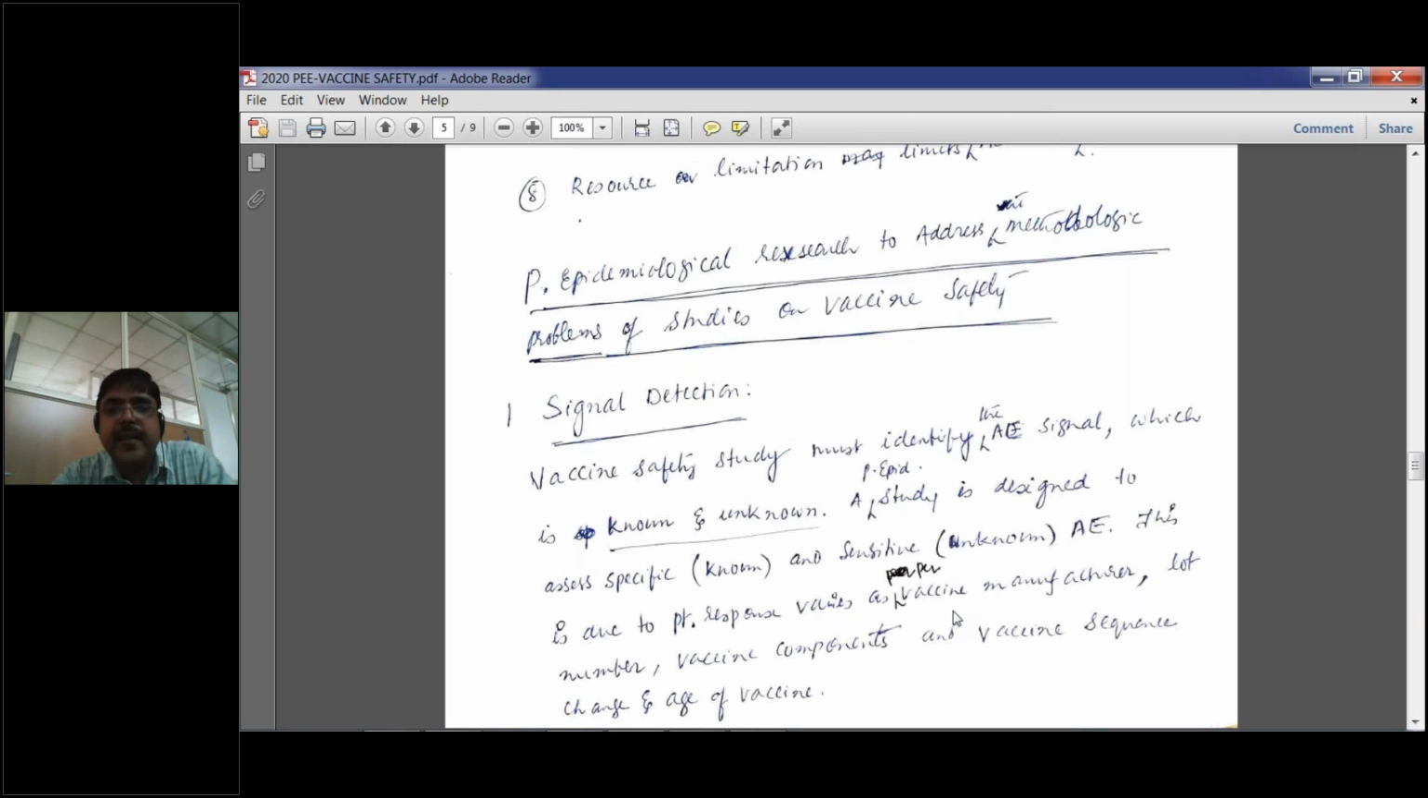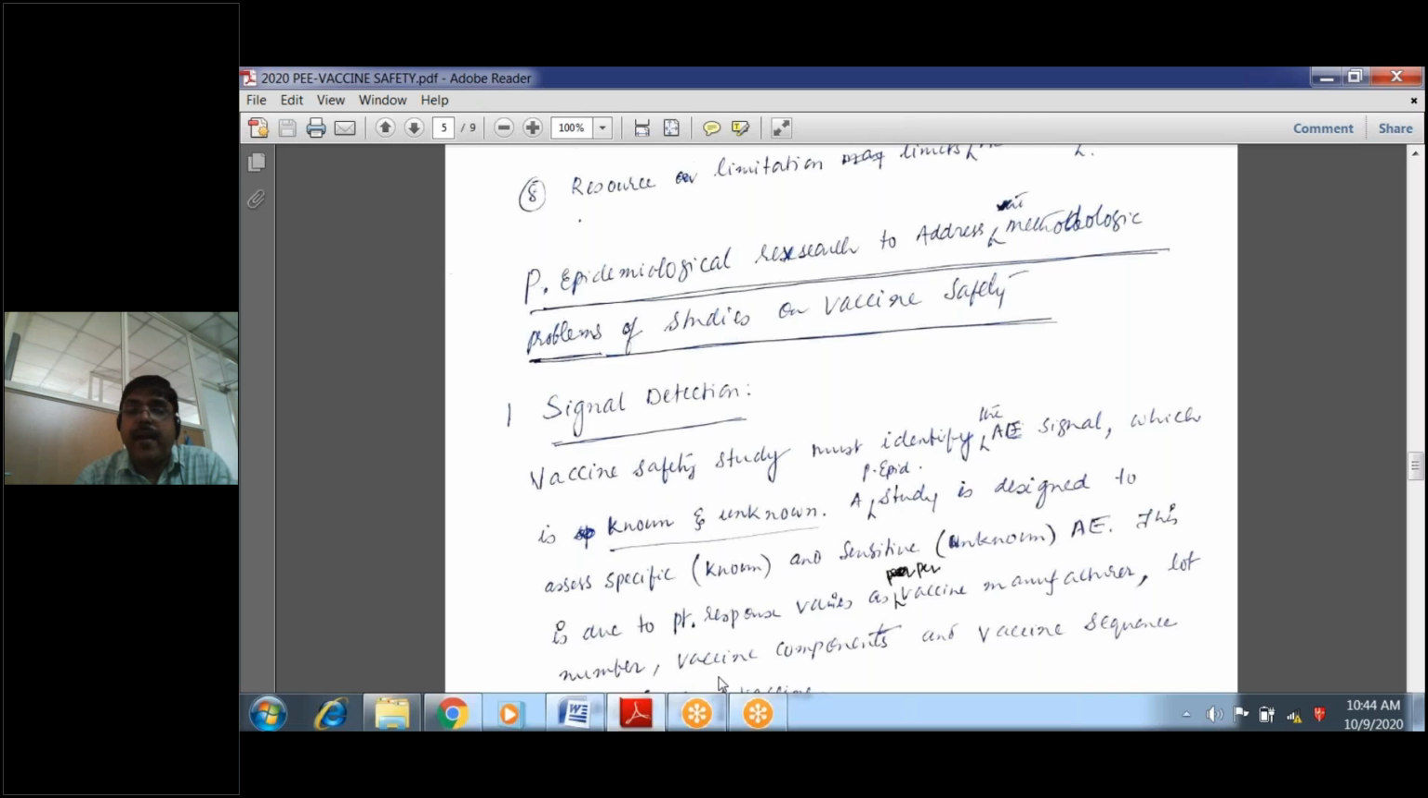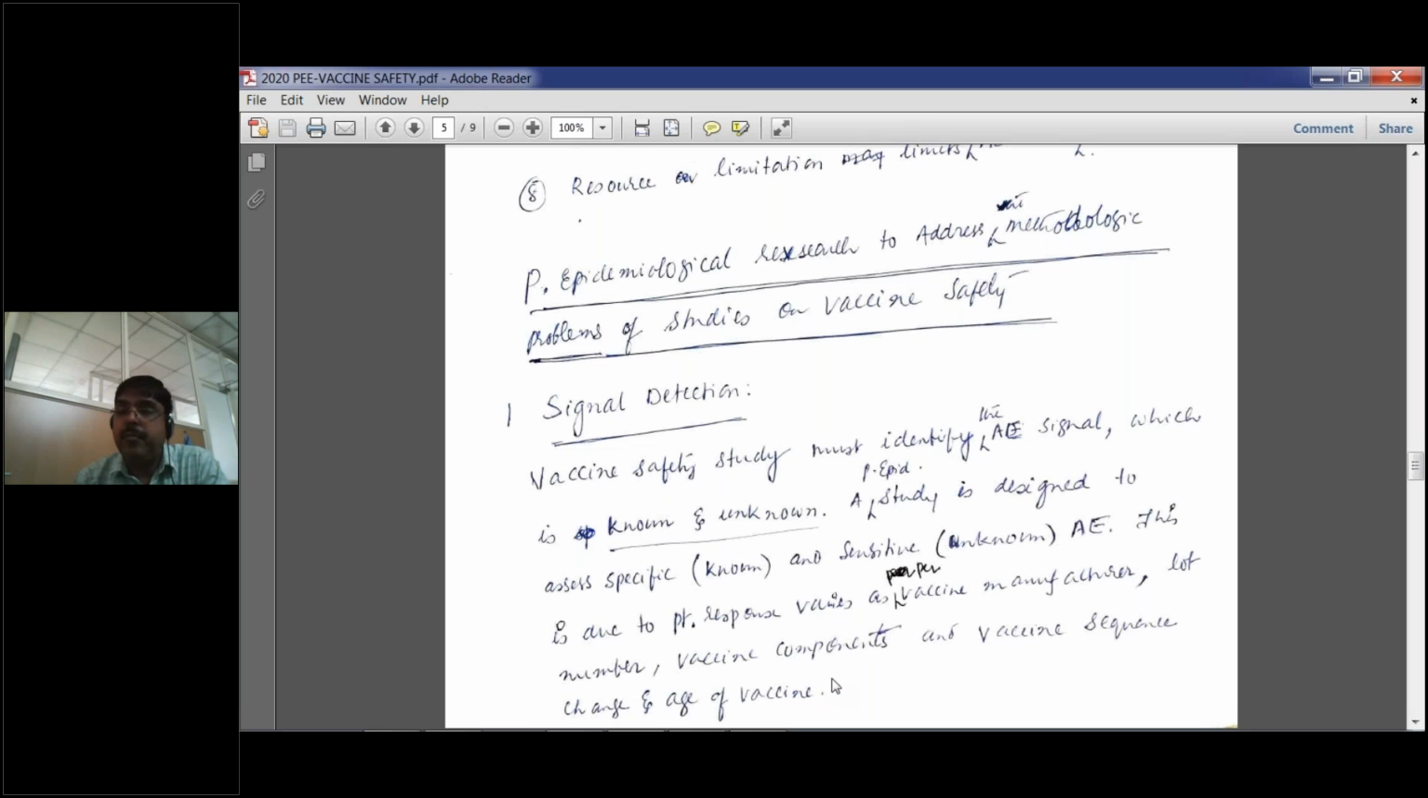So it depends on the vaccine manufacturer. That is why even vaccine components, lot number, vaccine sequence, age of the vaccine also. You can see here, age of the vaccine. See how important each component is in the vaccine, including the age, sequence, manufacturer, and lot number. So you can just imagine the complexity associated with vaccine safety assessment.